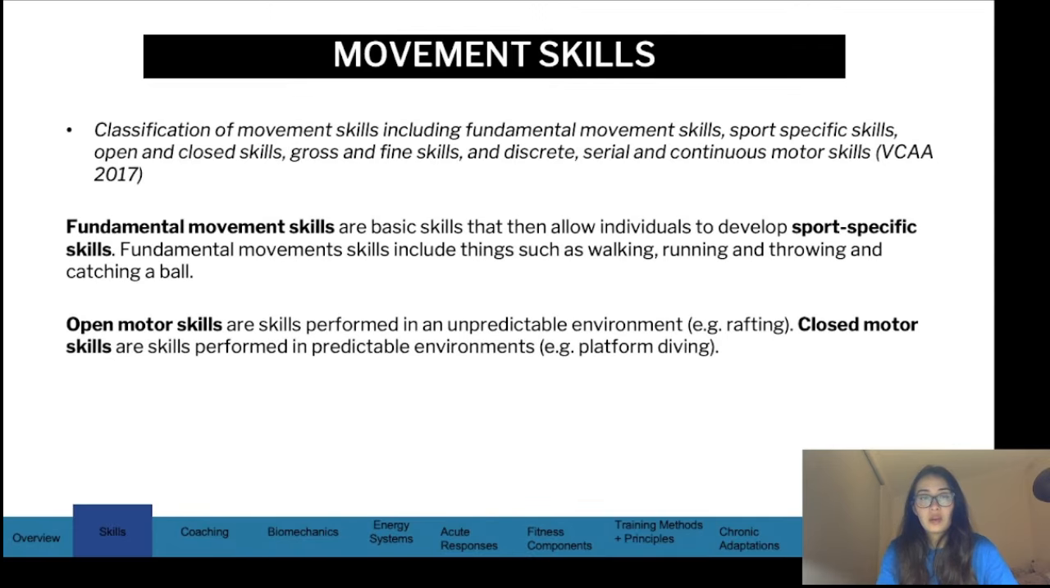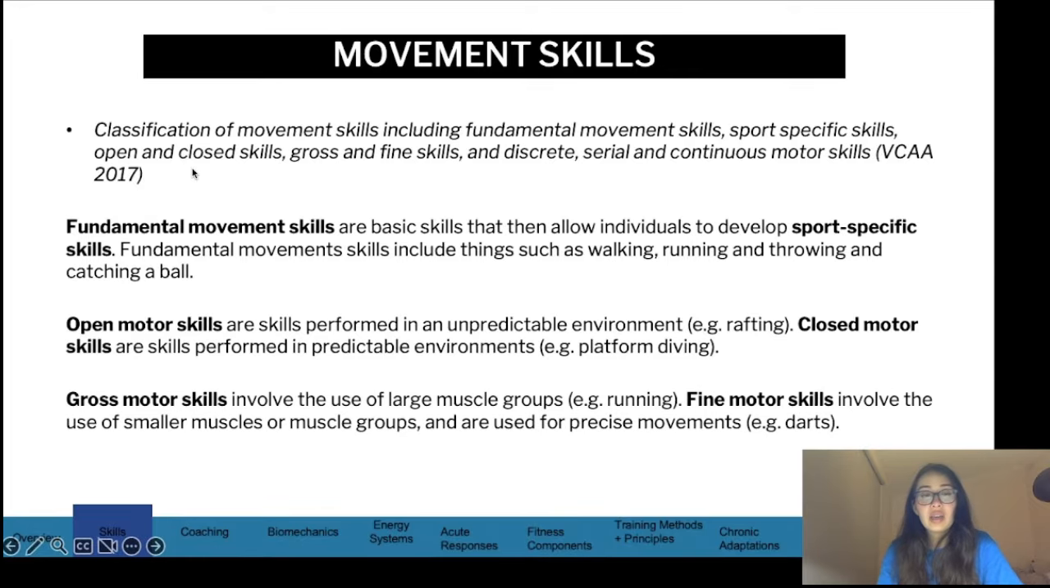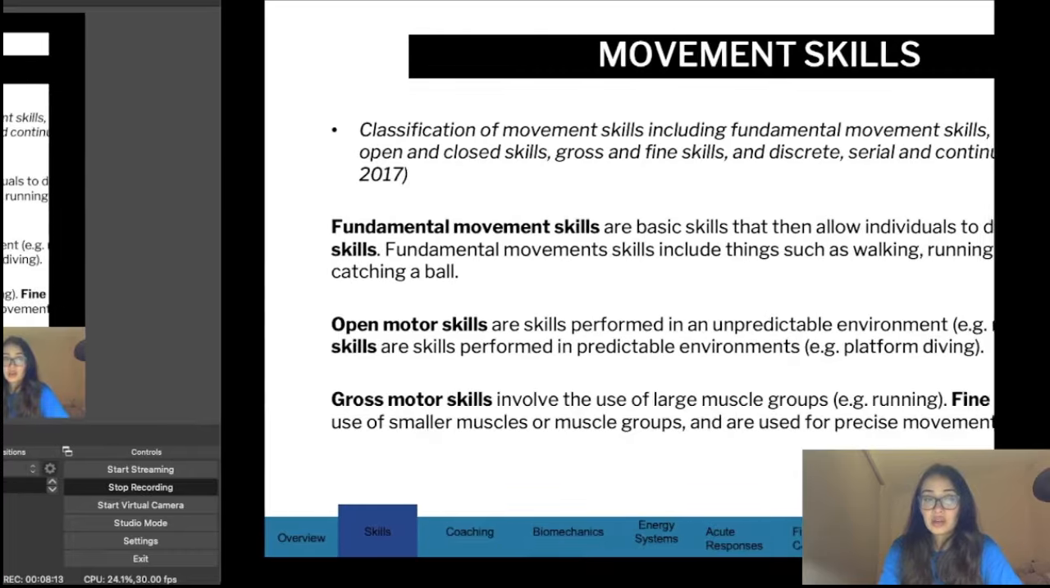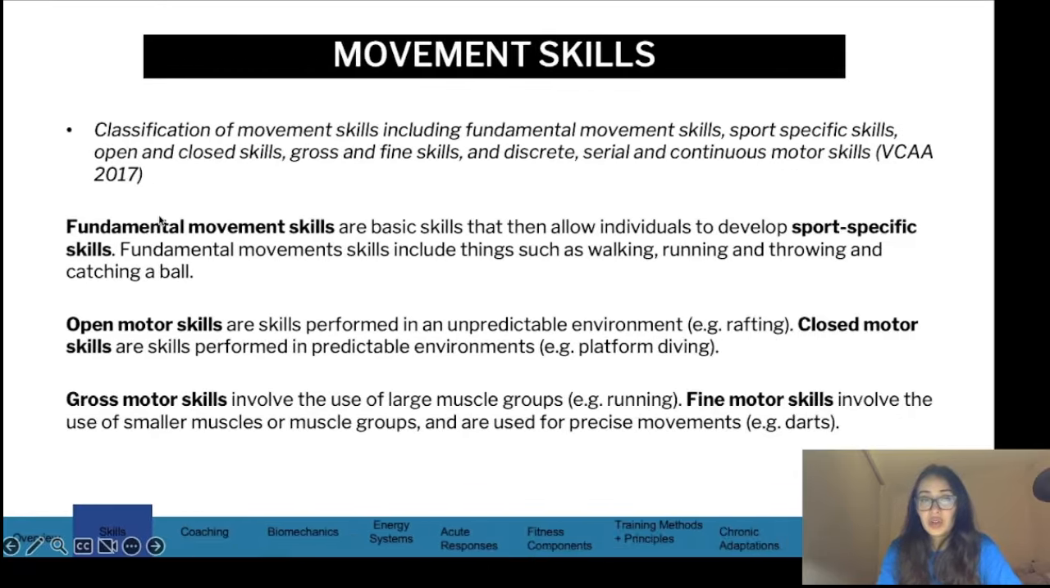Okay, so I've added the dot points from the study design on most of these slides, I think. I'm not going to read them because it's going to take too long. Anyway, there are lots of definitions in PE that you do have to know because you're often asked to define them. So you often get a 1-mark question which says define fundamental movement skills, or define open motor skills, or define gross motor skills. So make sure that you do understand these things.